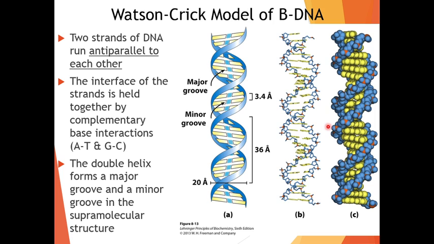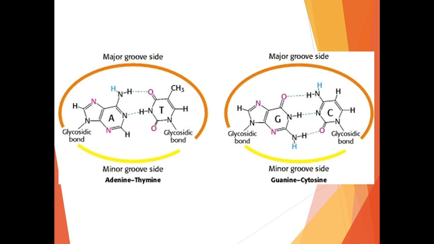Shown here is another representation of a double-stranded DNA. Here it's zoomed in to view the molecular interactions between two bases. In this case, adenine and thymine, and guanine and cytosine. As I've said before, adenine forms 2 hydrogen bonds with thymine, whereas guanine forms 3 hydrogen bonds with cytosine.